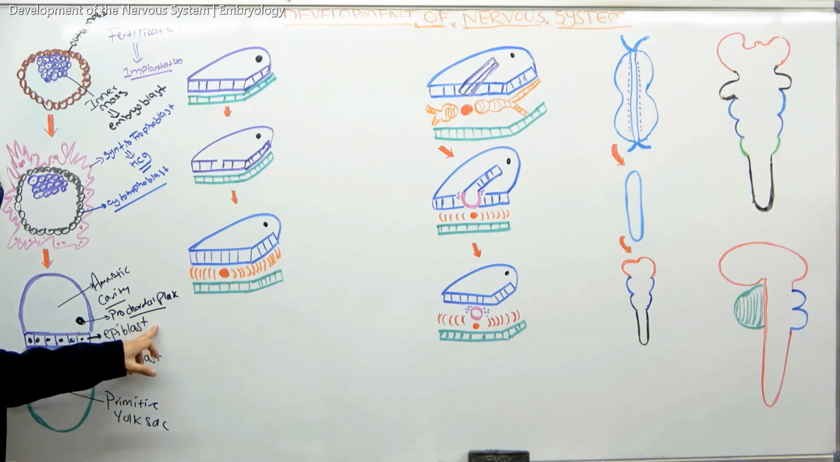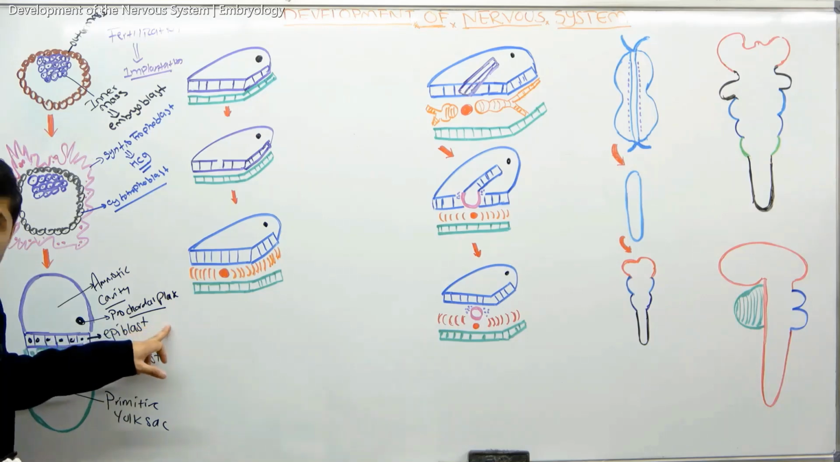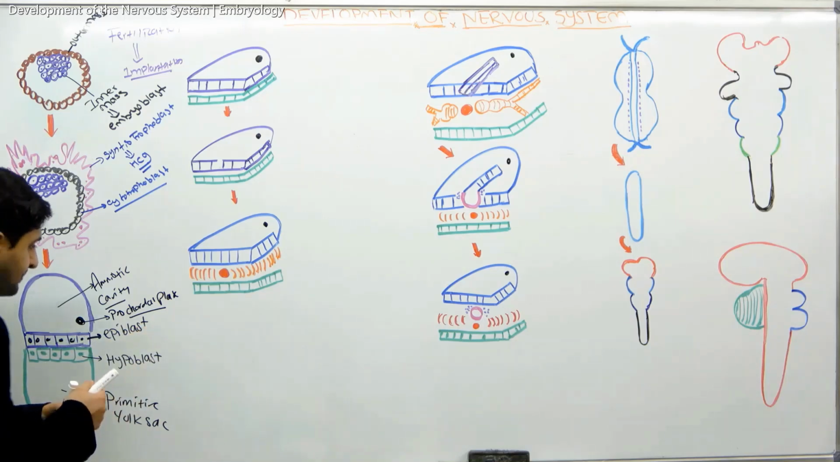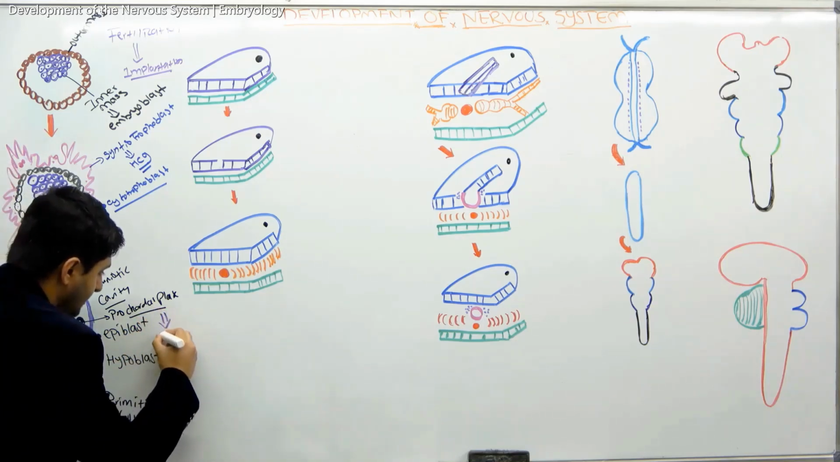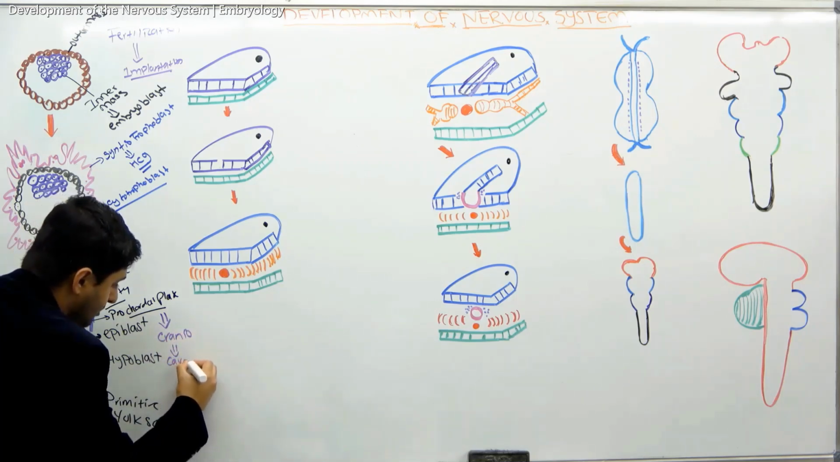The importance of this prochordal plate is that it helps us distinguish the cranial and caudal axis. Let's say cranial and then caudal axis. What does this mean?